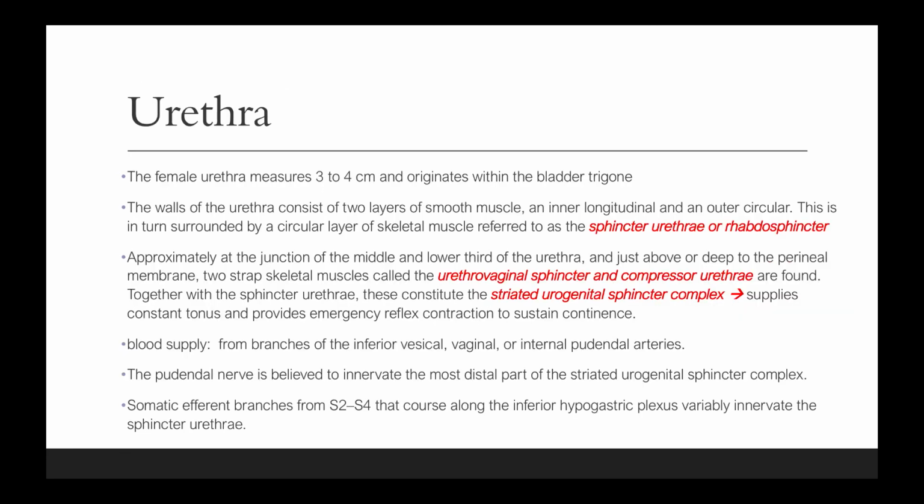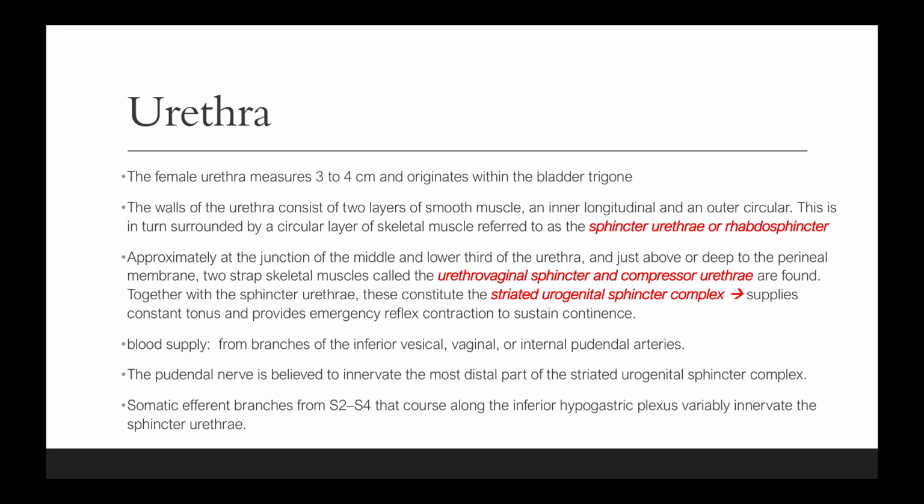Okay, so now we have the urethra. So the female urethra measures 3 to 4 centimeters and originates within the bladder trigone. The walls of the urethra consist of two layers of smooth muscle, an inner longitudinal and an outer circular. So this is in turn surrounded by a circular layer of skeletal muscle referred to as the sphincter urethrae or the rhabdosphincter.